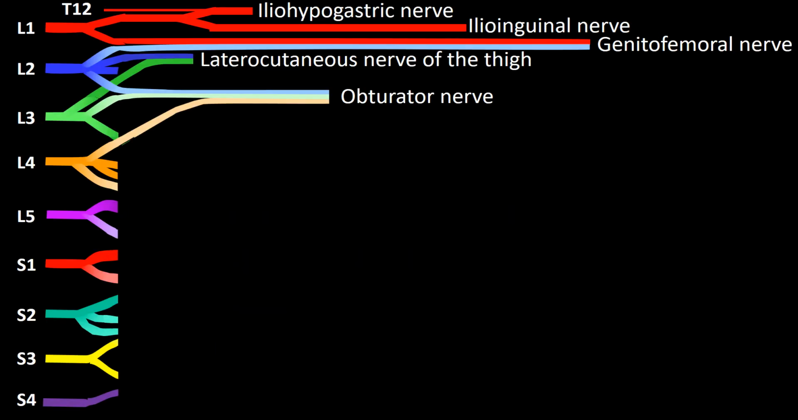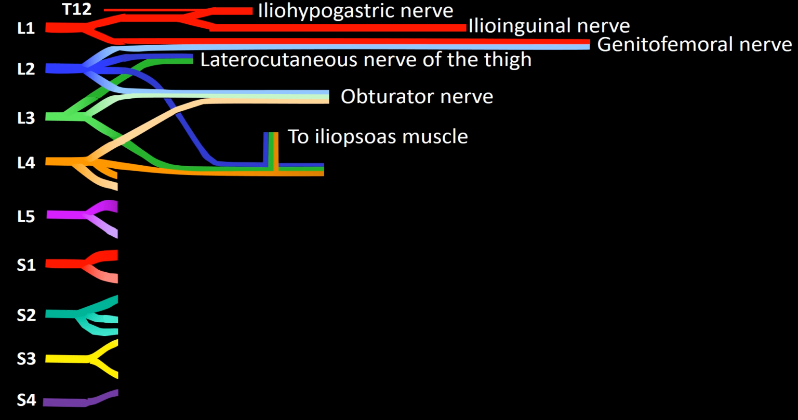I will now go back to the lumbosacral plexus diagram and continue adding components. The second posterior division of L2, a posterior division of L3, and a posterior division of L4 join to form a trunk that gives fibers to the iliopsoas muscle and forms the femoral nerve.